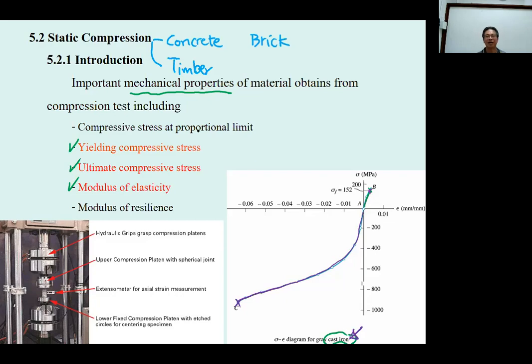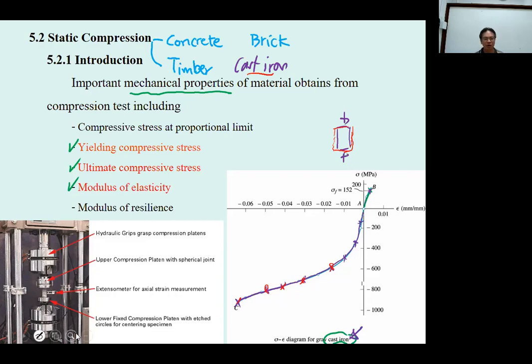But when the cast iron is subjected to the compression, the micro cracks close. Not only do the micro cracks close, there is also some Poisson effect. When you compress, the specimen will have expansion in the lateral direction. So the cross-sectional area of the cast iron will get bigger. That's why it can take very large compressive load, okay? Not only do the micro cracks close, but the Poisson effect also expands the cross-sectional area of the cast iron.